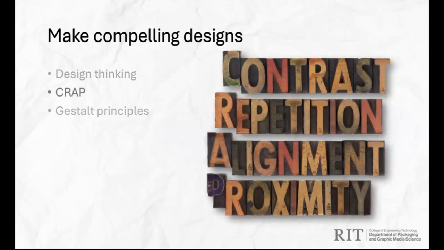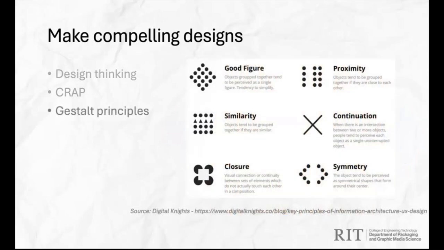CRAP, a well-known set of 4 design principles: contrast, repetition, alignment, and proximity, introduced by Robin Williams in her book, The Non-Designer's Design Book. And Gestalt principles, which help us learn about perceptual organization. All of these frameworks are tools that help us improve our design skills. They help us to empathize with users' needs and organize and lay out pages to improve comprehension and aesthetic appeal.